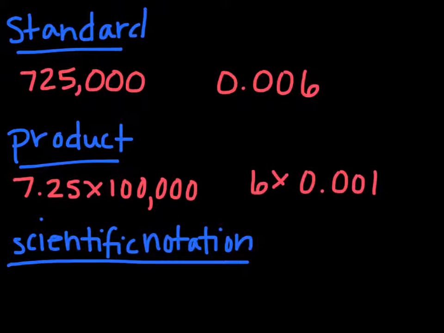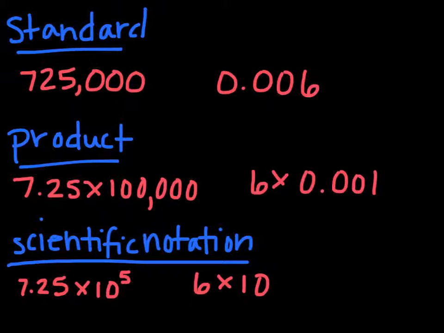Now we can convert these numbers to scientific notation. We'll take the product form, 7.25, multiply that times 10 to the 5th. The 5 representing 10 times itself 5 times, which gives us 100,000. 6/1000 written in scientific notation would be 6 times 10 raised to the negative 3, or 6 times 1 over 10 cubed.